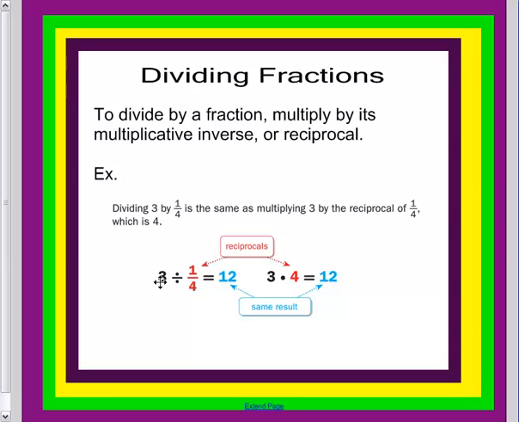So, for example, to divide 3 by 1/4, we flip over 1/4 into 4 over 1. 4 over 1 is really 4. So we just multiply 3 times 4 to get 12. You get the same result if you take 3 divided by 1/4, which equals 12, as if you multiply 3 by 4 and get 12.